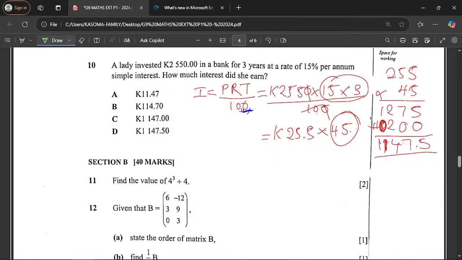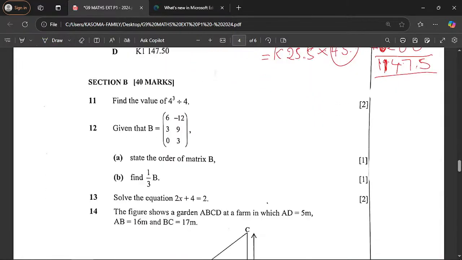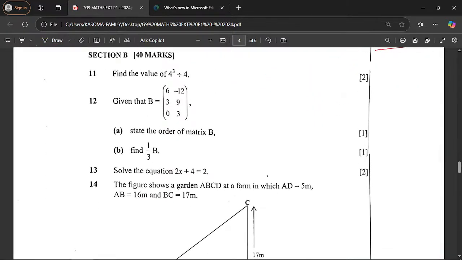Okay, we come to section B, question 11. Question 11 is: find the value of 4 raised to the power of 3 divided by 2.